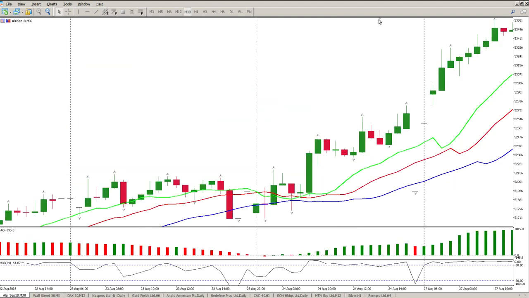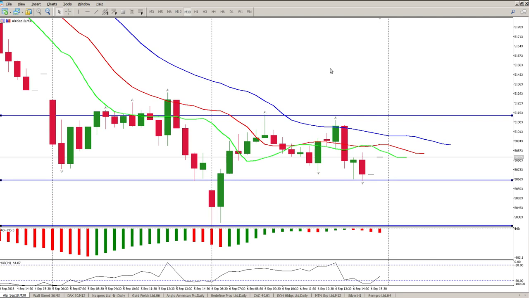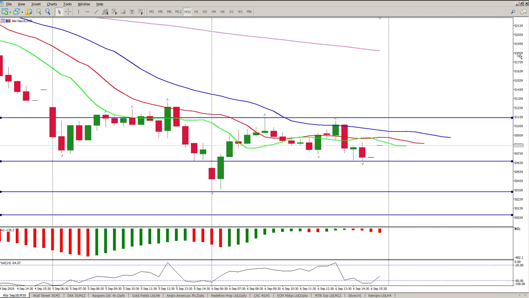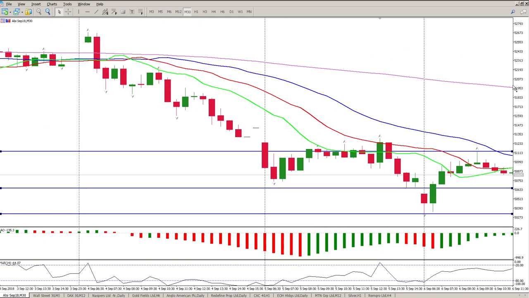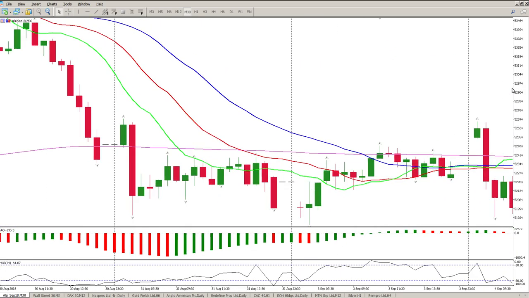Let's get back to the half hour. My levels are off the 4 hour, and what I'm looking for is if we do break below this 50633, then obviously 50320, and then 50064, which basically means that we can bring 50,000 into play.